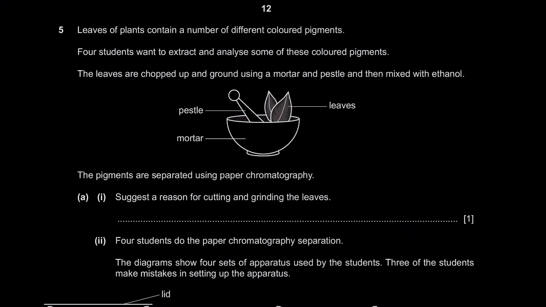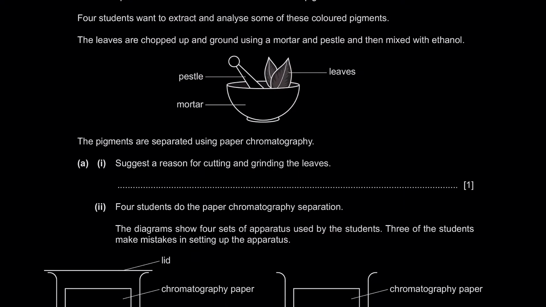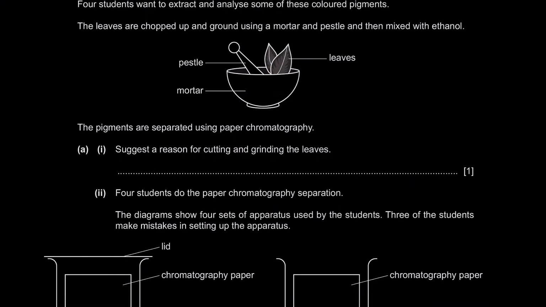Leaves of a plant contain a number of different colored pigments. 4 students want to extract and analyze some of these colored pigments. The leaves are chopped up and ground using a mortar and pestle, and then mixed with ethanol. The pigments are separated using paper chromatography. Suggest a reason for cutting and grinding the leaves. What do you guys think? What's the reason for this?